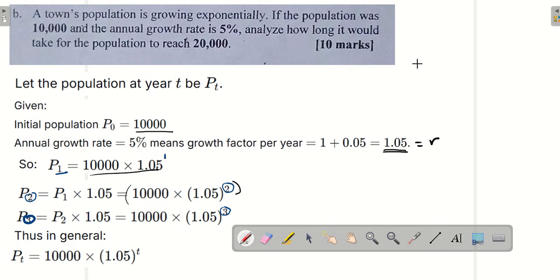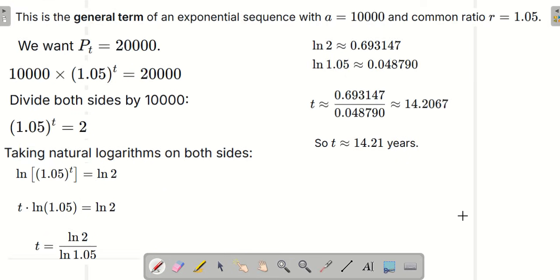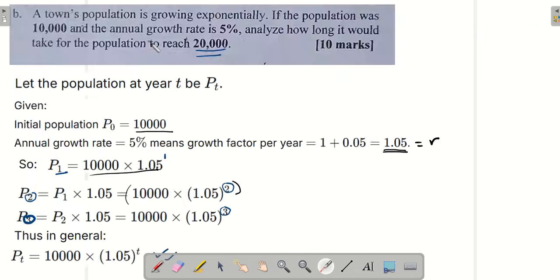Are we okay? And the question says that we should analyze how long it would take for the population to reach 20,000. This is the general term of an exponential sequence with A equal to 10,000 and common ratio of 1.05. Okay, sorry. The question was rather asking us how long it would take for the population to reach this. So it means that we want PT to be equal to 20,000.